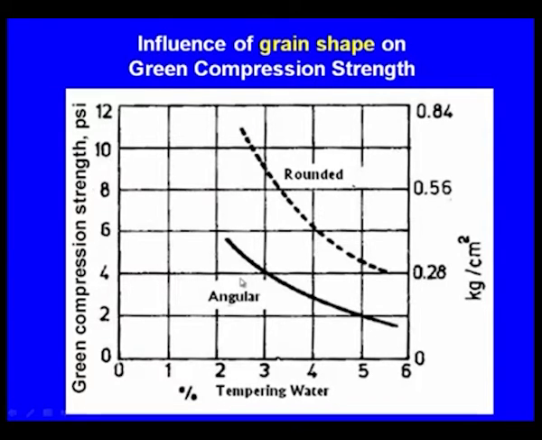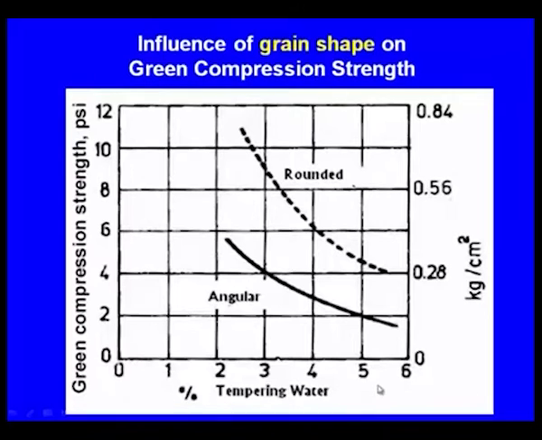Now here we can see, this curve indicates the angular grains, this curve indicates the rounded grains, and the x axis is the tempering water and the y axis is the green compression strength. As we increase the water content for the angular grains, the green compression strength is gradually coming down, and the same thing is happening with the rounded grains also.